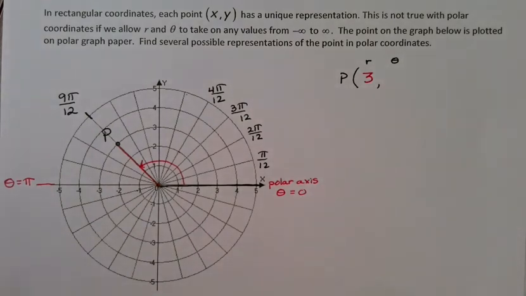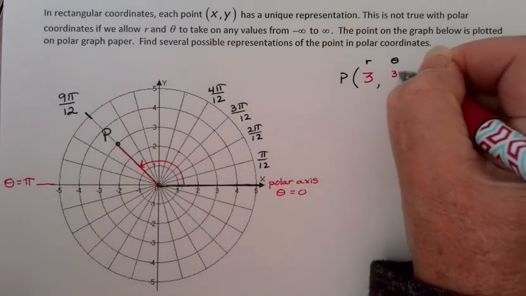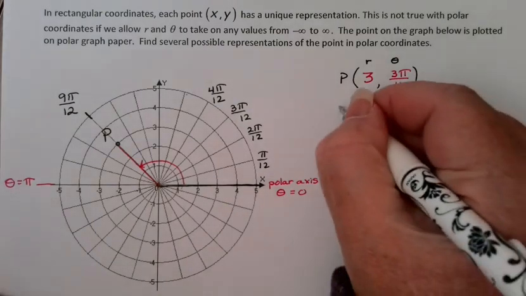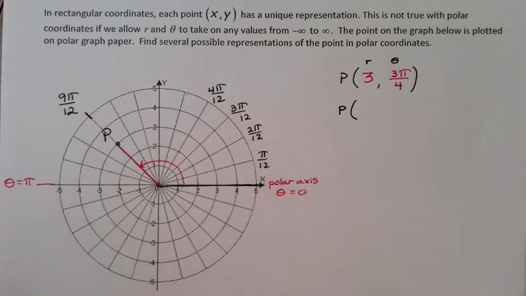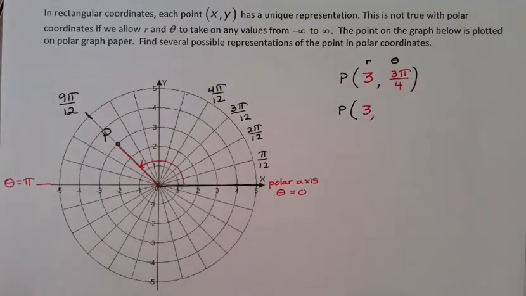I'll just reduce that to lowest terms. 9 twelfths would be 3 fourths. So I'm going to go with 3 pi over 4 as my theta value. All right, now there are other ways that I could write that point. For right now, I'm going to stick with an r of 3, but I could think of the angle differently.